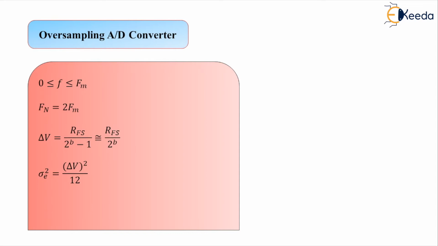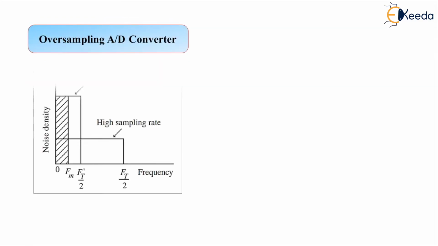The noise power per unit bandwidth will be called the noise density, expressed by capital P suffix E comma n, that is equal to square of delta V divided by 12, which is further divided by Ft by 2. The simplification leads to the right hand side equal to square of delta V divided by 6 times Ft, the sampling rate here. The corresponding graph of the noise densities for the two different sampling rates can be illustrated with the help of one schematic here.